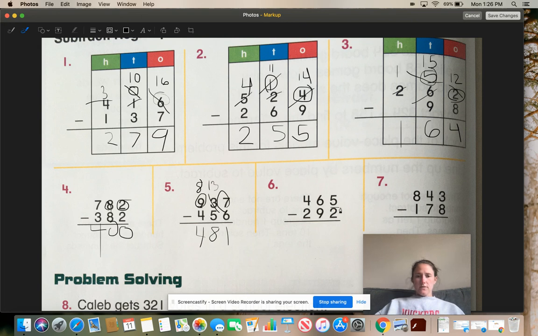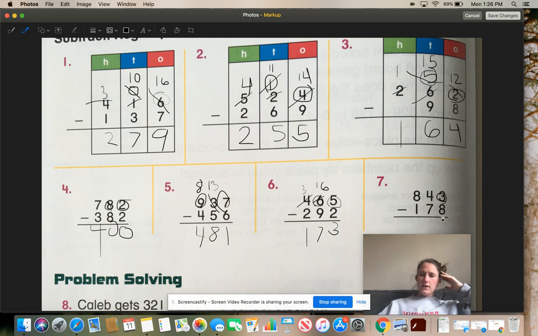Number 6. 5 minus 2 is 3. 6 minus 9. Well, I'm going to go next door, and I'm going to say, can I have a hundreds block? And the 4 is going to say, of course. My 6 becomes a 16. 16 minus 9 is 7, and 3 minus 2 is 1. Next one. Circle that 3.